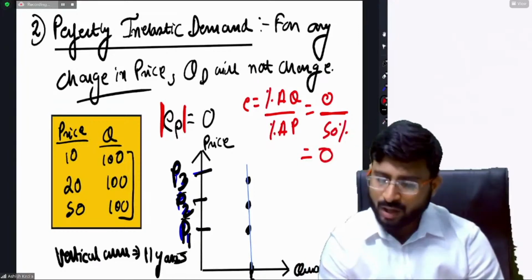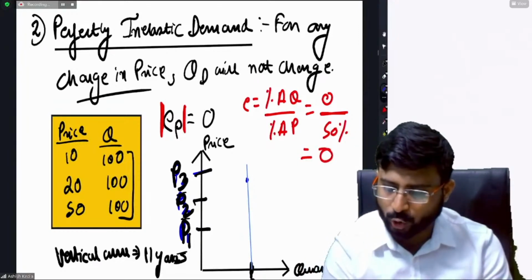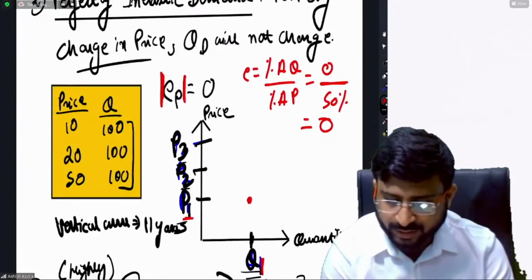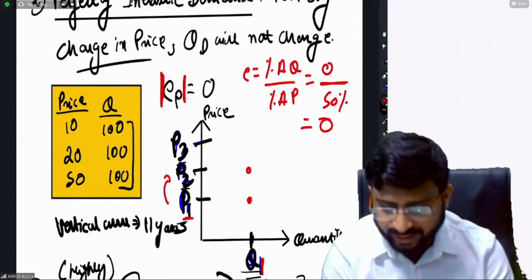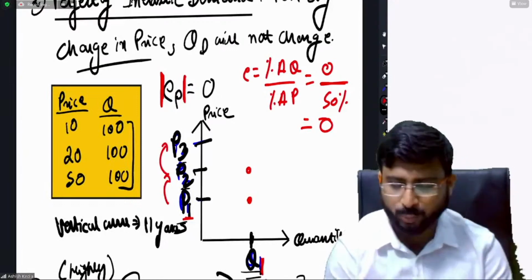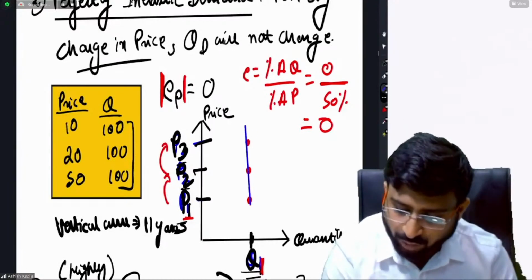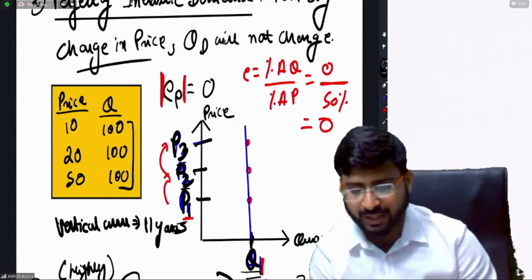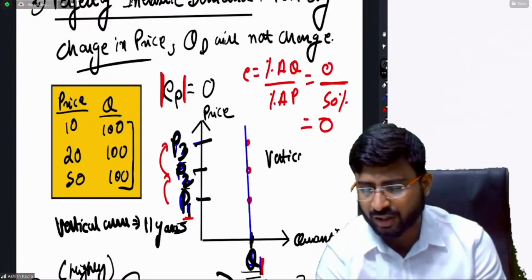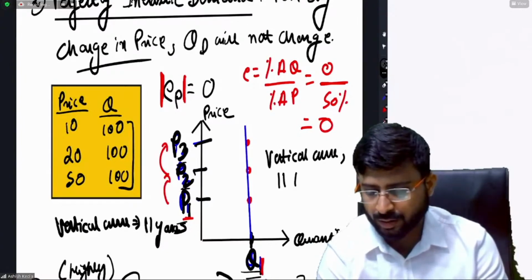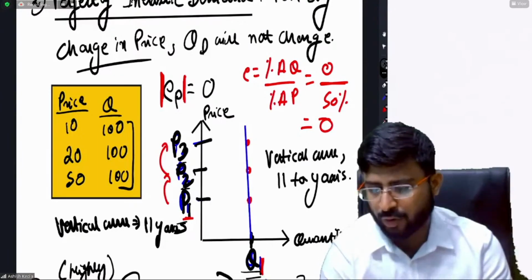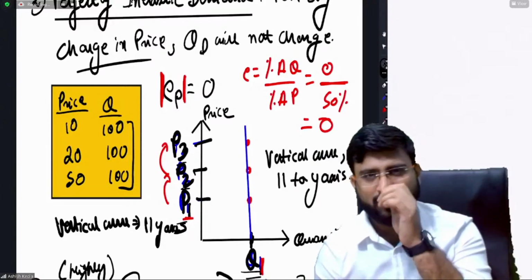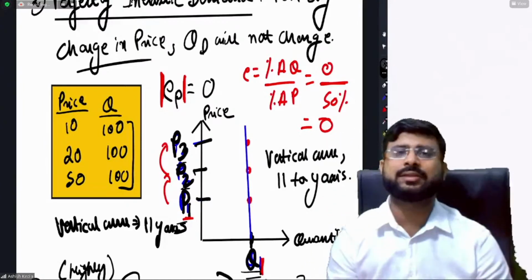Right? And how is the demand curve here? I will show it to you again. Don't worry. Suppose price is P1. Your quantity is Q1 only. Suppose price increases to P2. Your quantity is still Q1. If your price increases to P3, your quantity is still Q1. So it is like a vertical curve parallel to the y-axis. So if somebody asks what is perfectly inelastic demand shaped like, you would say it's a vertical curve parallel to the y-axis.